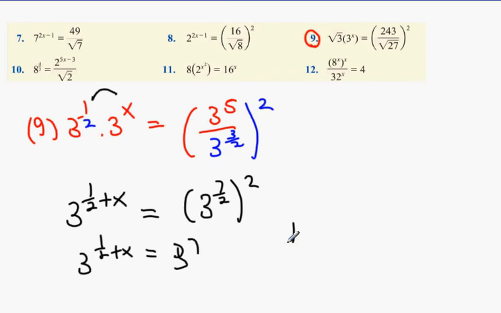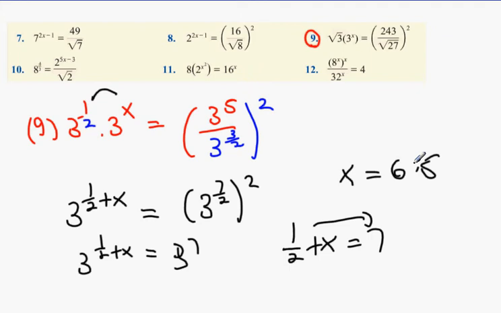A half plus x therefore must equal 7. X equals, anybody? 6.5. Who got that yesterday? Okay, a couple of you, well done.